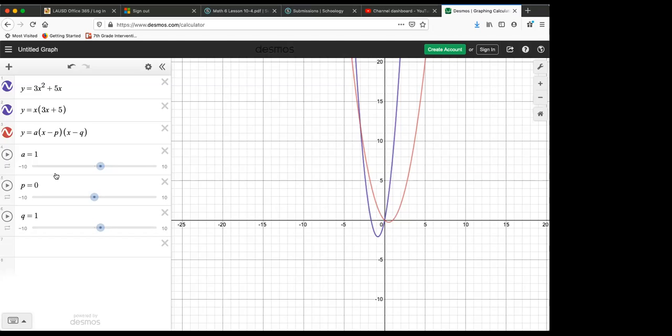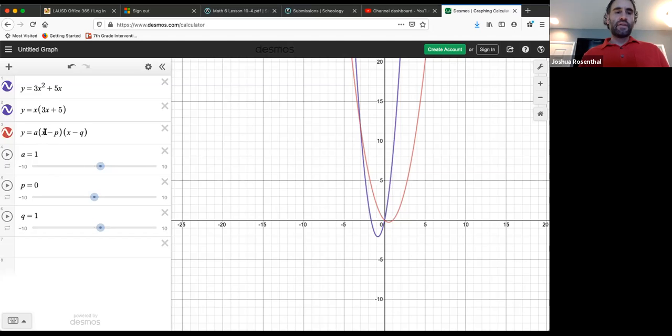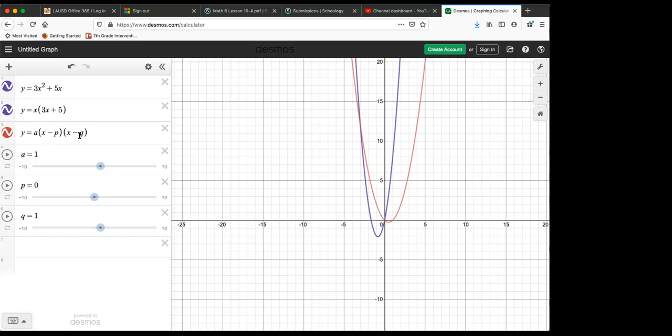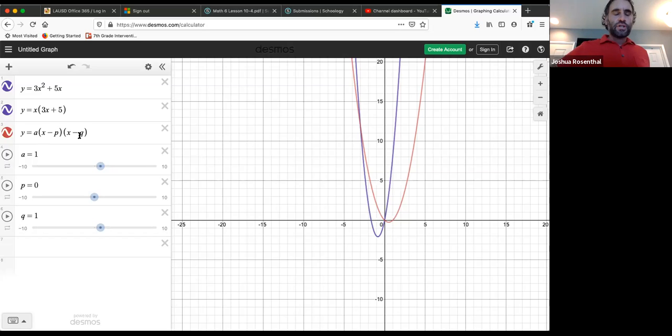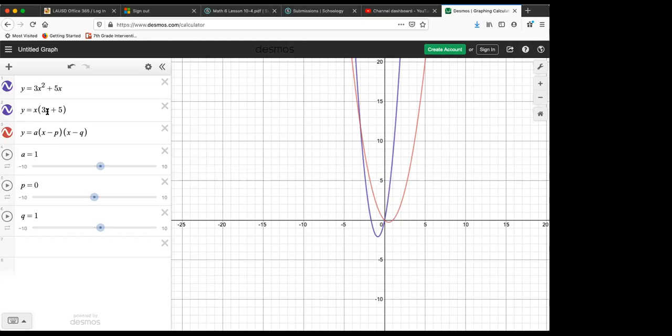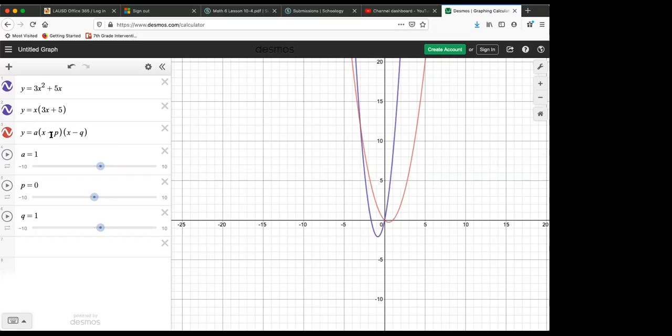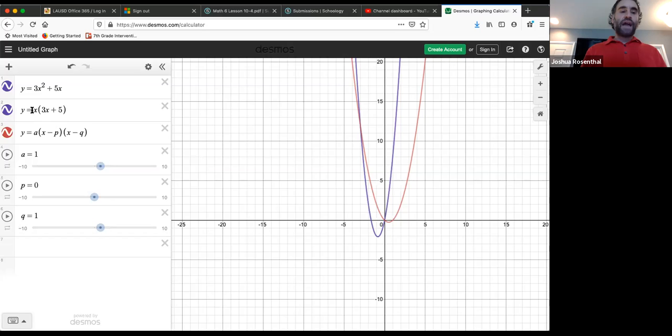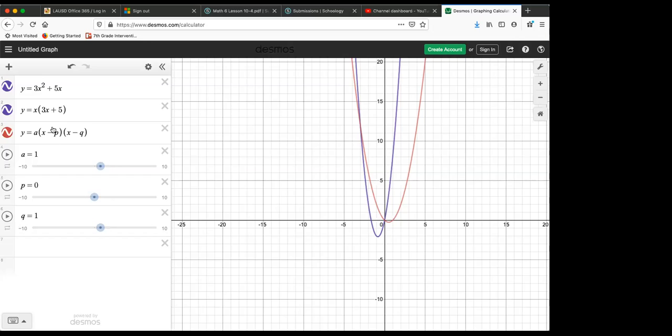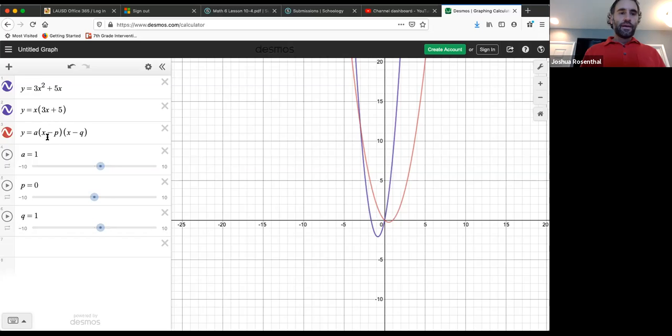So A would be... Look in my red one in the equation. Do you see any coefficients for X? No. You need to get rid of that coefficient by factoring it out. You need to factor out the 3. That will give you an A. So if you factor it out, when you multiply back to the X, you're going to get no coefficient, 3X. And then your A should be 3, right? So I'm going to make A 3.